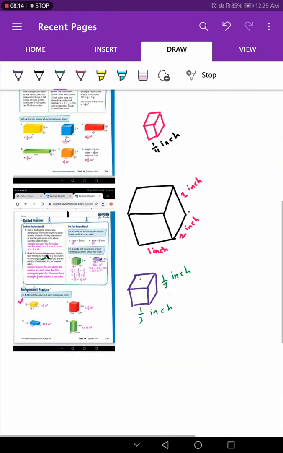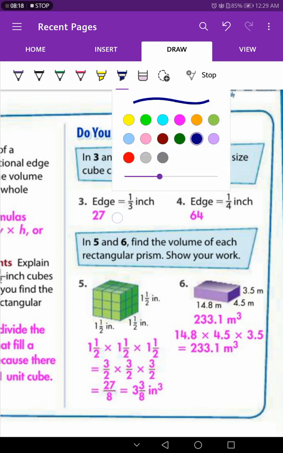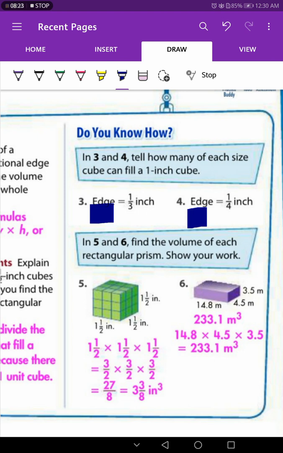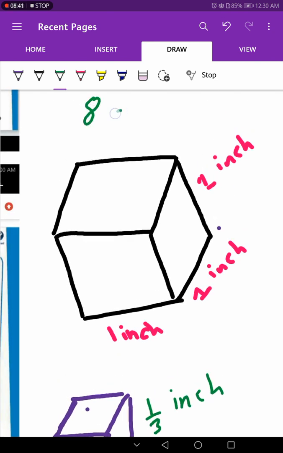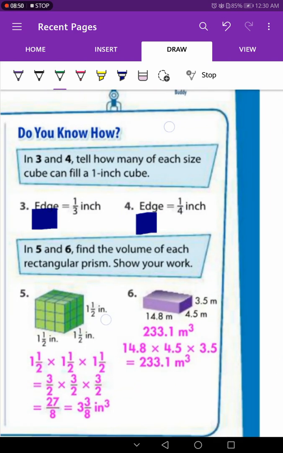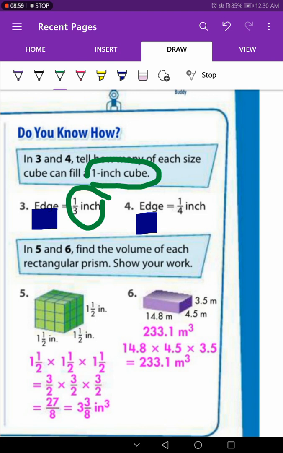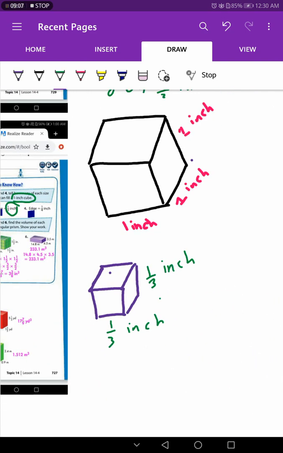Now, let us come here and let me hide this. In 3 and 4, tell how many of each size cube can fill a 1 inch cube. We knew before the 1 inch cube can hold 8 of half inch cube. Now he asked me how many 1/3 inch cubes the 1 inch cube can take. It is easy. 3 multiplied by 3 multiplied by 3 equals 27. That means the 1 inch cube can hold 27 of this size of 1/3 inch cube.